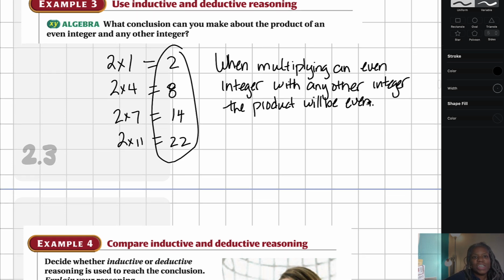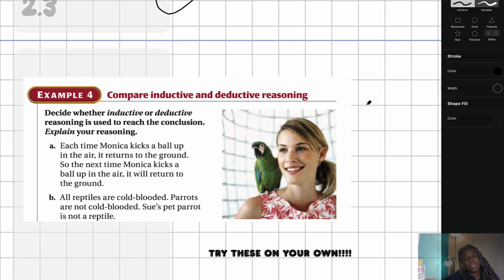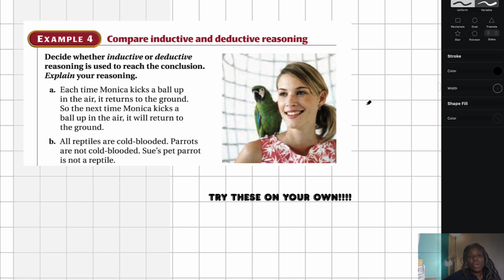Let's go ahead and see if we can look at the difference between deductive and inductive reasoning. Remember, inductive reasoning is looking at a pattern like we did in that last example and seeing where we end up. We ended up with what we think is a rule. It sounds good that a number multiplied with an even number is always going to produce an even number as long as they're integers. That's true. And deductive reasoning is when we start with a law and then we apply that law.